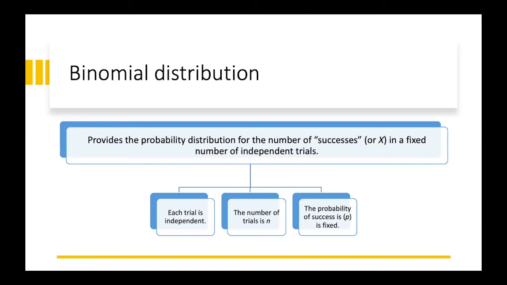And there are also some assumptions that go along with this binomial distribution. First of all, that each trial or observation within the sample is independent of all of the others. That the number of trials in our sample is represented by n, and that the probability of success, denoted by p, for each of those trials is fixed. Okay, so the probability doesn't change across observations within the sample.